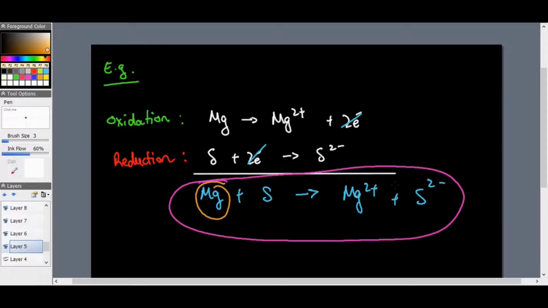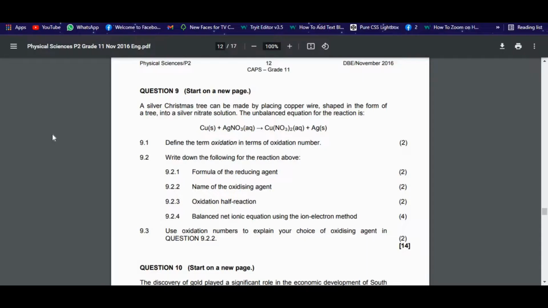So the names work differently. Oxidizing agent works with reduction. Reducing agent works with oxidation. That's all you got to know. All you got to remember. So, in a quick little exam question quickly.